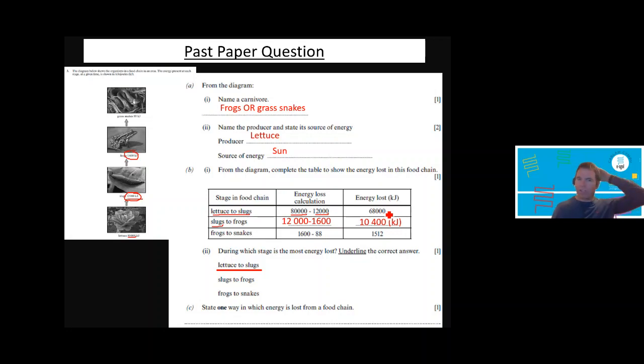And state one way in which energy is lost from the food chain, and what they've got on here: it's not digested, so it's lost in waste. Movement, they've said, we mentioned that, maintaining a constant body temperature, and actually they even allow just the broad respiration as being a way in which energy is lost, which, well, they accept it.